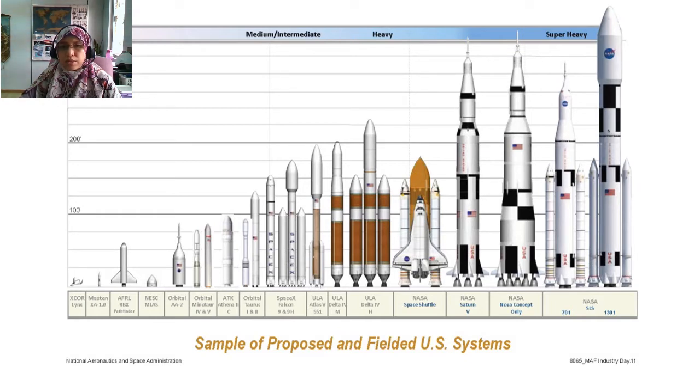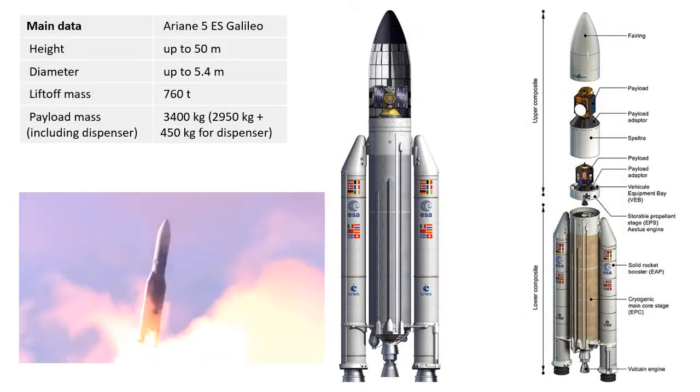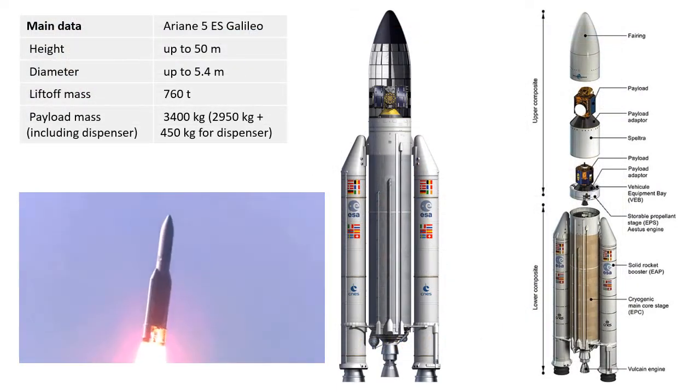The reason why we need different sizes of launcher is because of the different weight of payload that they can bring. So a super heavy launcher may bring a large payload or large satellite to a higher orbit, and normally the small type of launcher only brings nano satellites which are smaller in size. So as an example, this is Ariane 5.